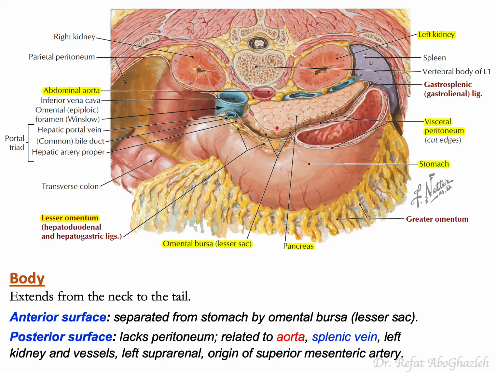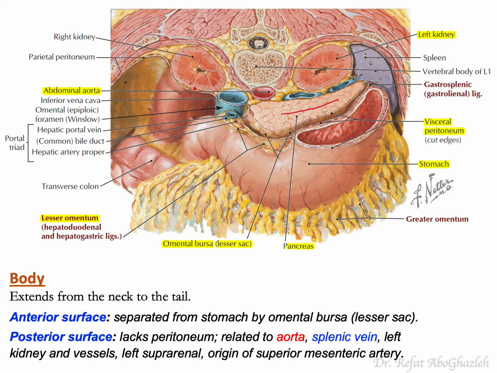So from the head, let us shift to the neck. From head neck, let us shift to the body, sorry. And you know, guys, the body of the pancreas, and in general, but mainly the body of pancreas, which is separated from the stomach by the lesser sac.